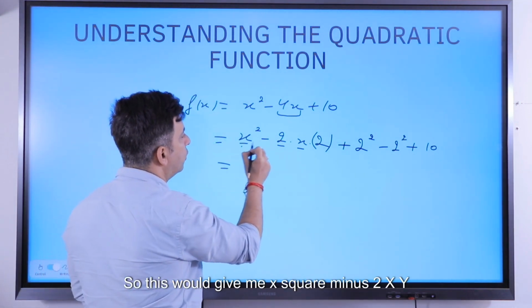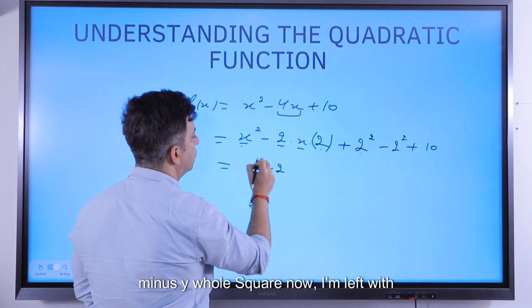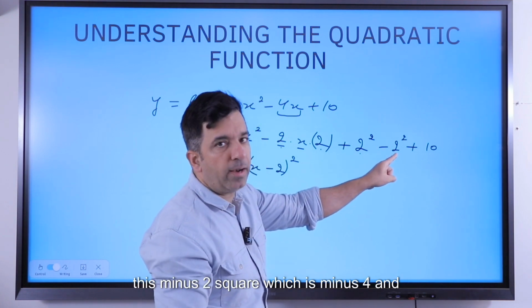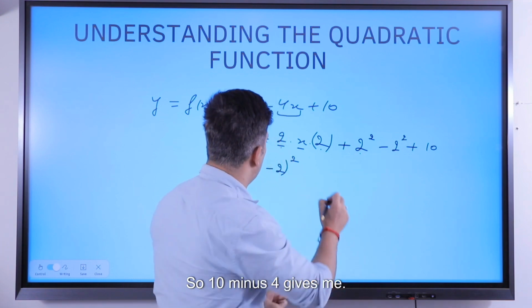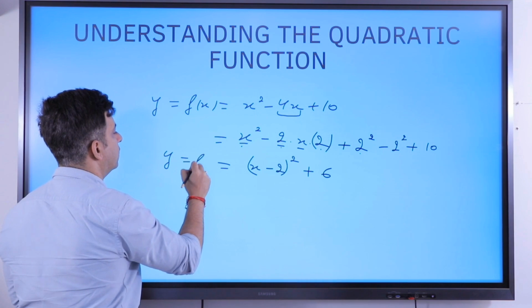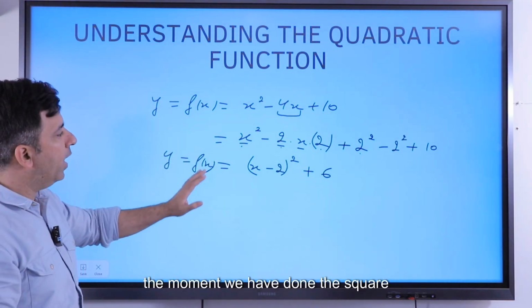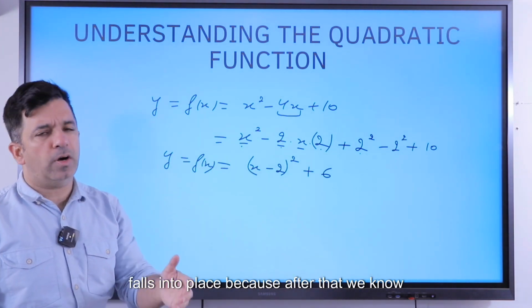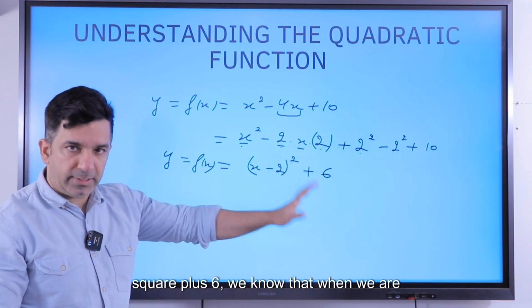So this would give me x² - 2xy + y², which is straightforward (x - y)². Now I'm left with this -2², which is -4, and +10, which was already there. So 10 - 4 gives me 6. This is the first task of completing the square. The moment we have done the square completion part, after that just everything falls into place, because after that we know the understanding. So now (x - 2)² + 6.